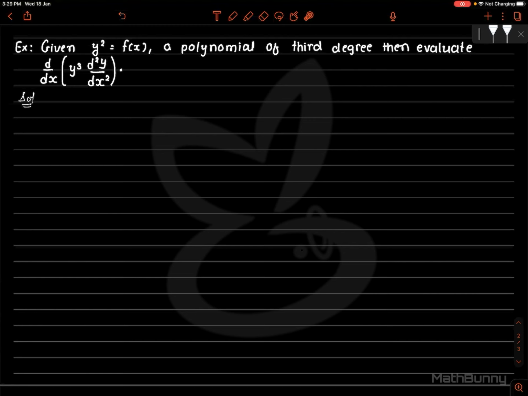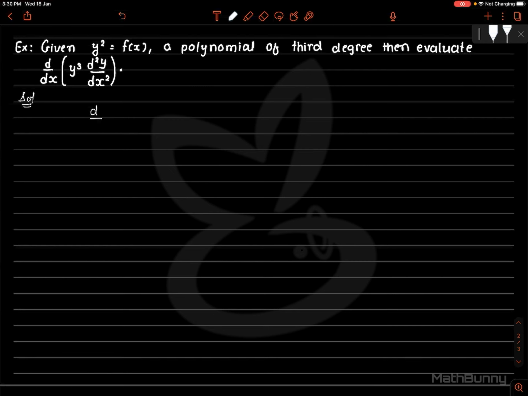Let us go for the next example. Y square is equal to f of x is given, where f of x is a polynomial of third degree, and we are supposed to evaluate this term. If we understand the question correctly, half of our work is done already. So let us first find out what are we supposed to evaluate. What is this term? So let us first simplify that term.